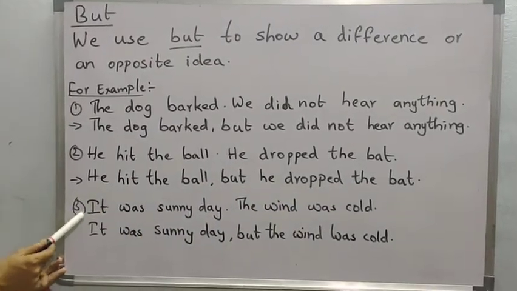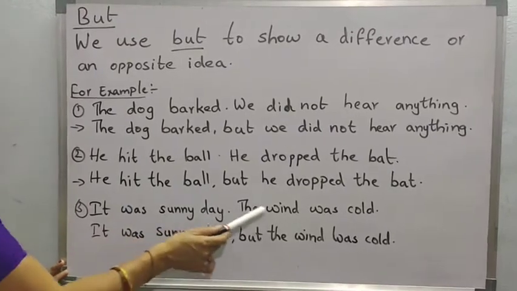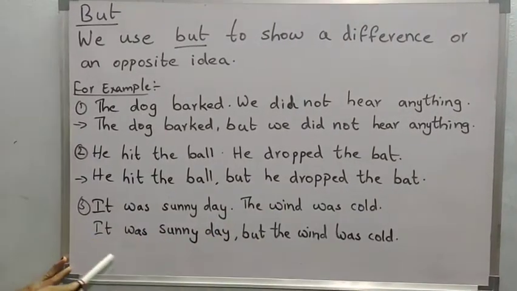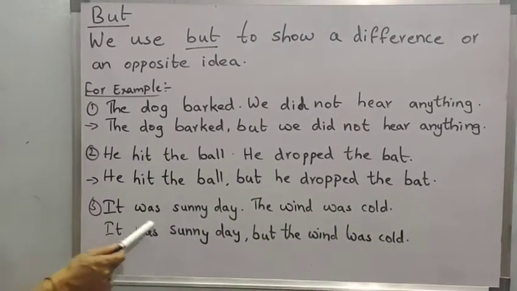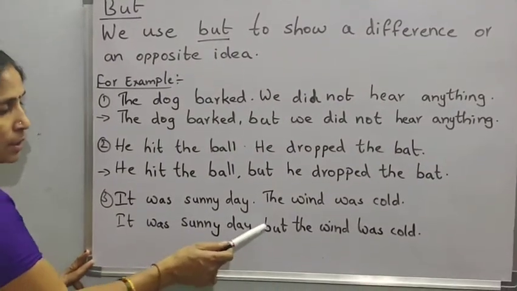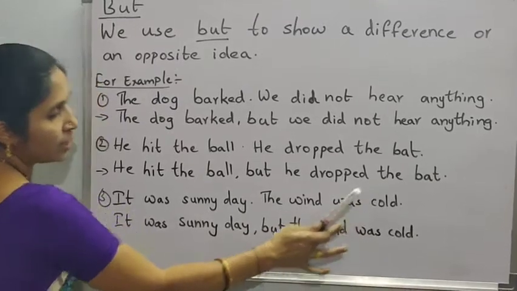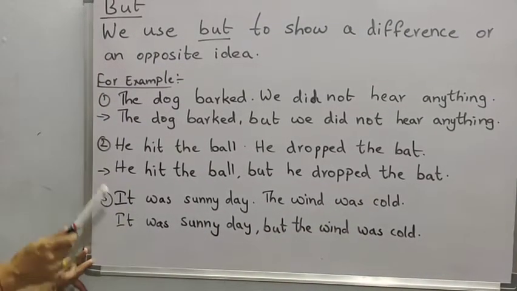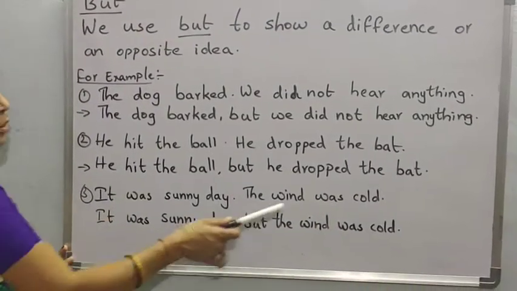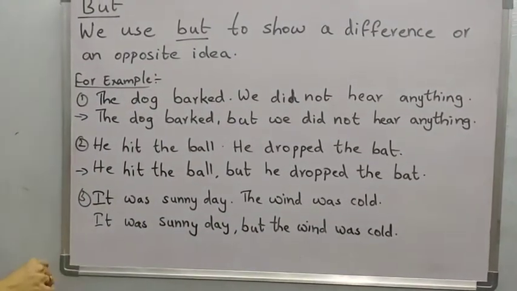Now see the third one. It was a sunny day. The wind was cold. What is the answer, children? It was a sunny day, comma, but the wind was cold. See, sunny means what? It is very hot. It was a hot day, but the wind was cold. Like this we have to use but.